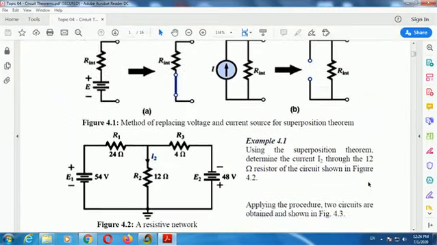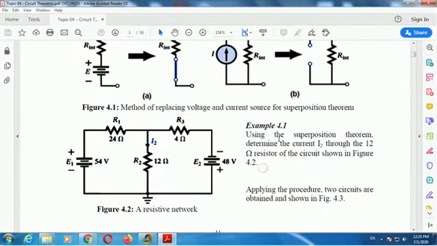This means that the superposition theorem is used in a circuit that contains two or more sources, no matter whether they are current sources or voltage sources. For example, example 4.1 states: using the superposition theorem, determine the current I2 through this 12 ohm resistor.